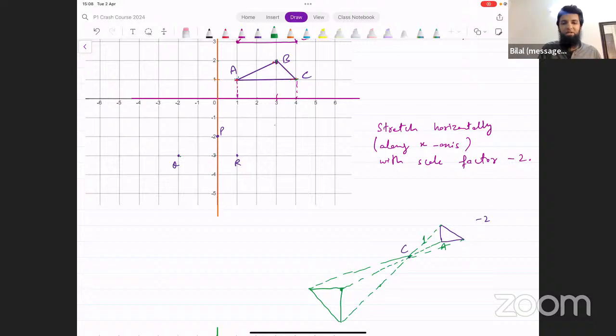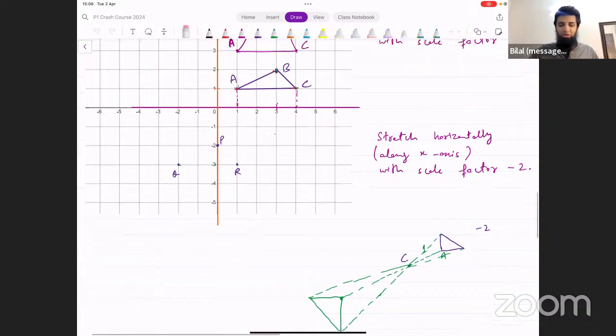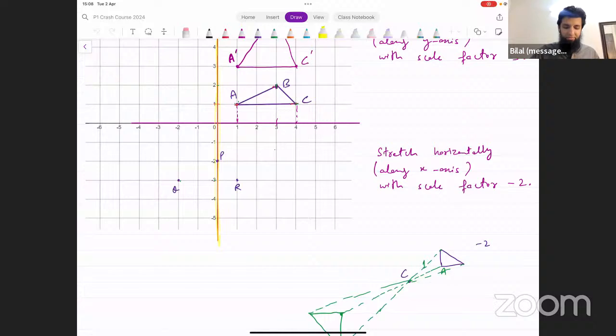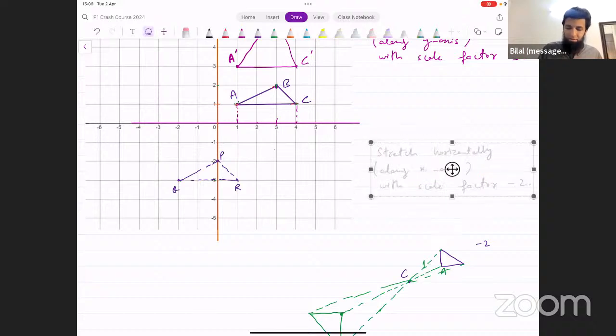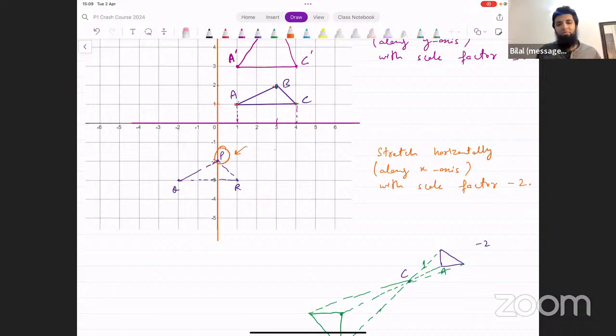The same happens in stretch. If you have a negative scale factor and you want to stretch this horizontally, that means along the x-axis, and the scale factor is -2. Since you want to stretch it horizontally, you're going to measure distance from the y-axis, right? You're going to measure distance from the y-axis and see, for instance, this is the triangle. Let's say we have this triangle PQR. We want to stretch this triangle horizontally with scale factor -2. Now, let's start with this point P first of all. Where does this point P go?